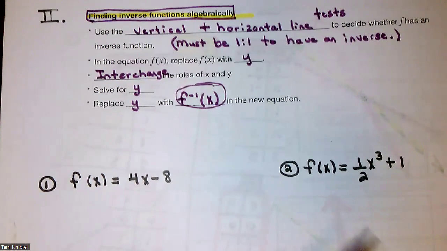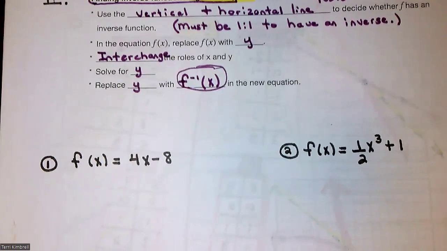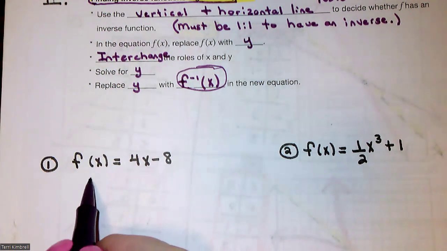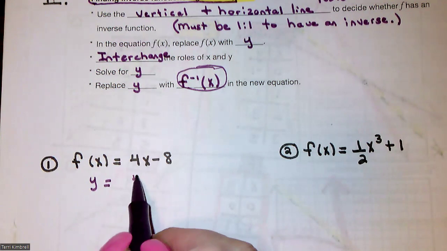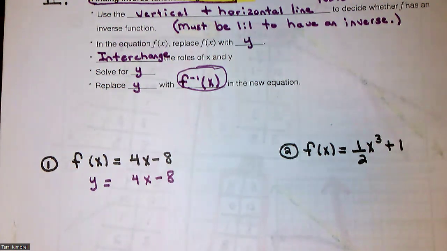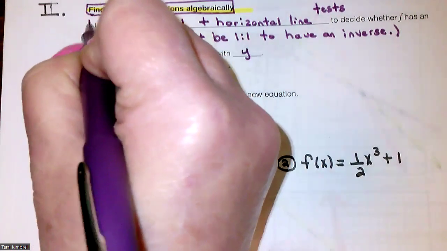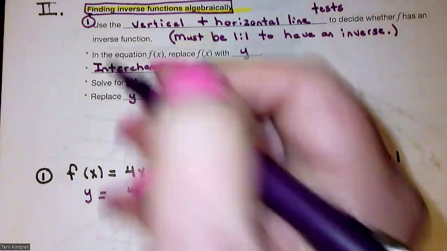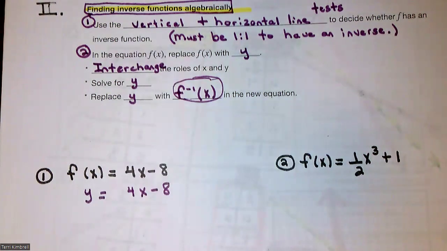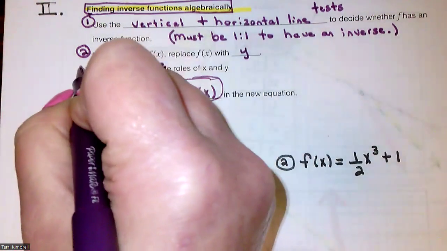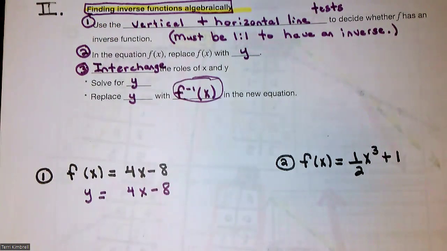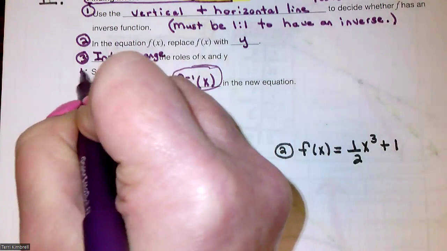So first of all, we're thinking about a line. After we've looked at our graphs, I hope you know that it would pass the horizontal and the vertical line test. So I'm going to go ahead and put y for f of x. That would be your step 1: think about your graph. Step 2, you're going to put y for f of x. Step 3, you're going to interchange your x and your y. Step 4, you're going to use algebra to solve for y.